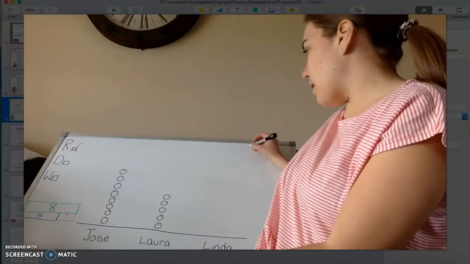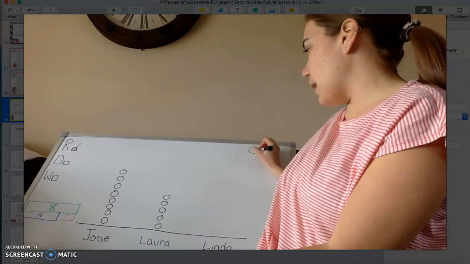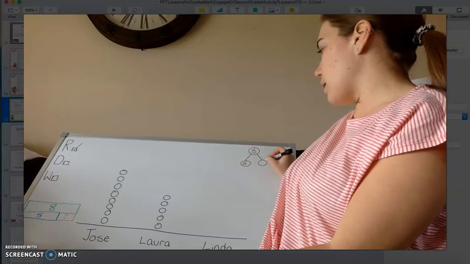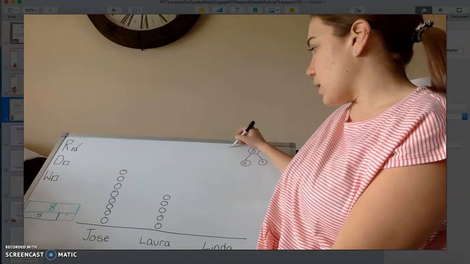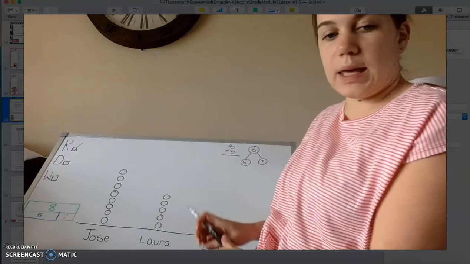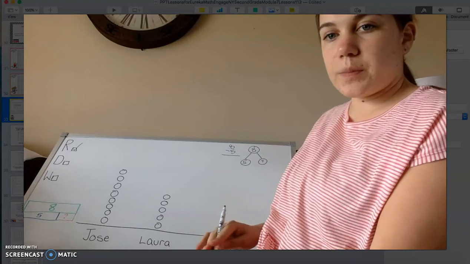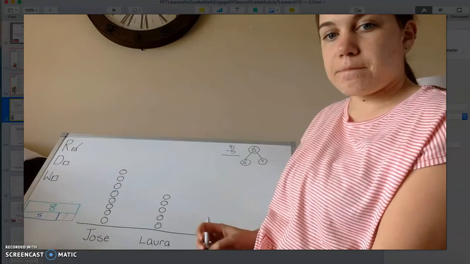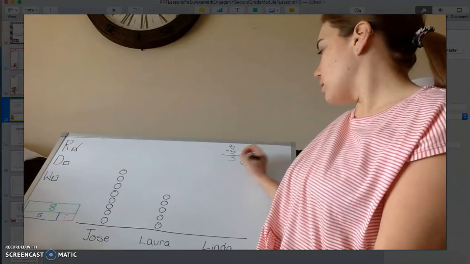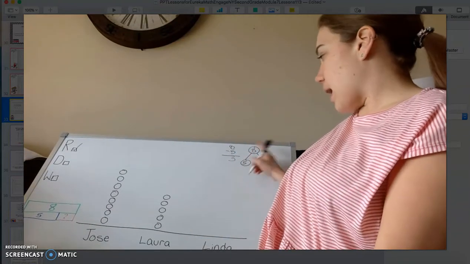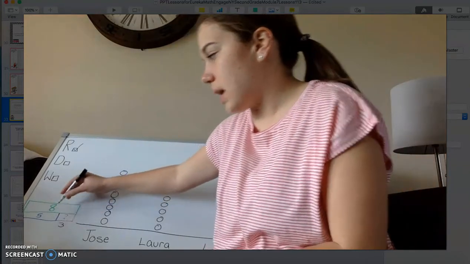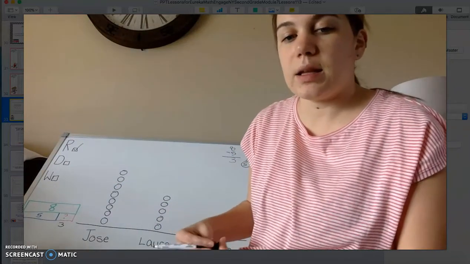So if we have our whole now is 8, and we have our 2 parts. One part we know is 5, and the other part we're still wondering. So we're going to do 8 minus 5. So who can tell me what 8 minus 5 is? Good, 3. So we know that 5 and 3 equals 8. So Jose read 3 more books than Laura did.